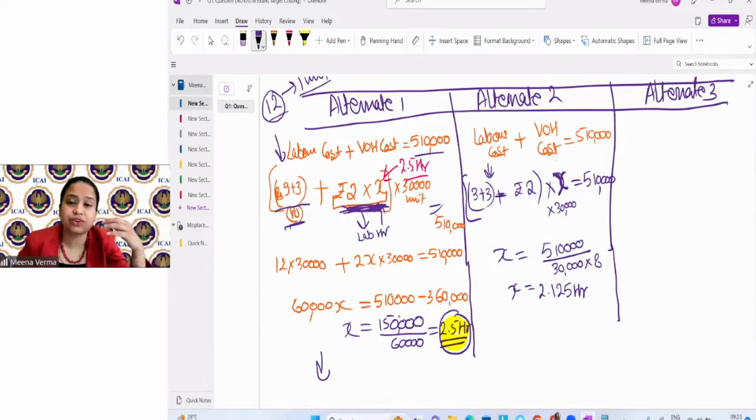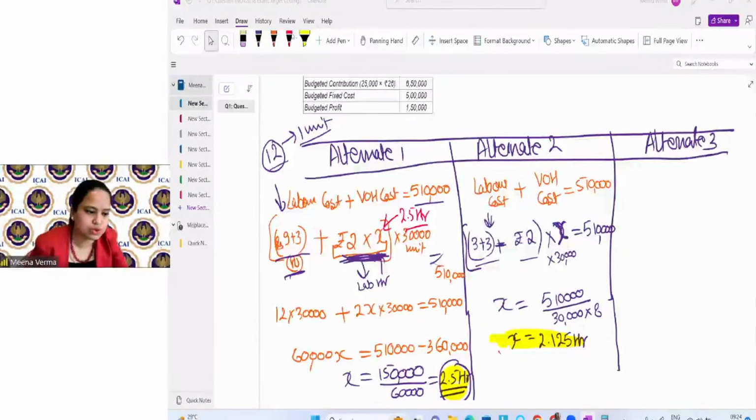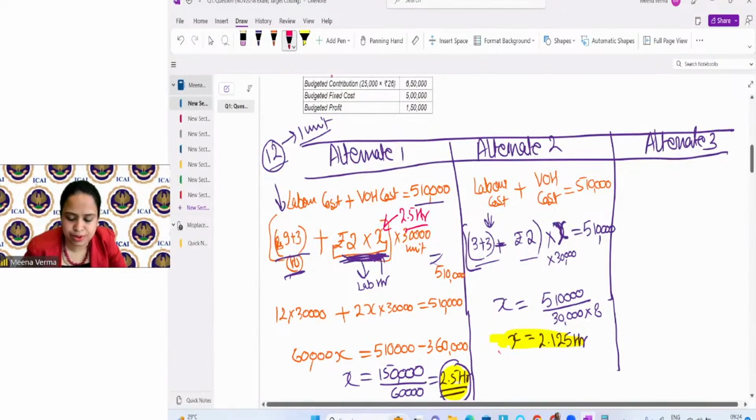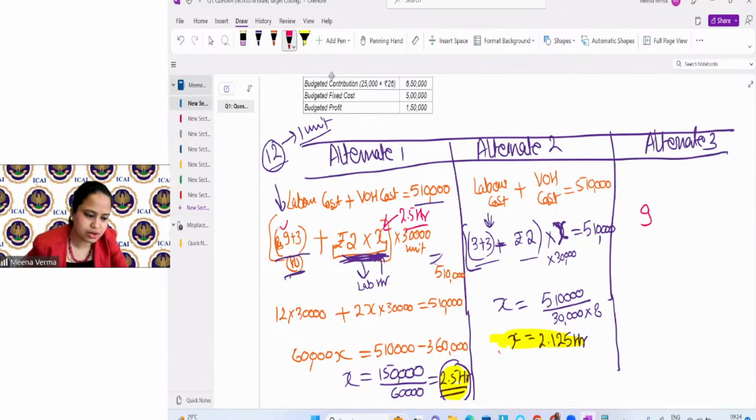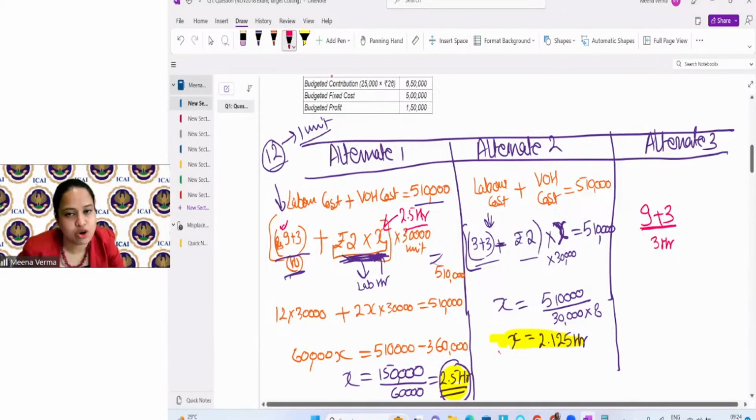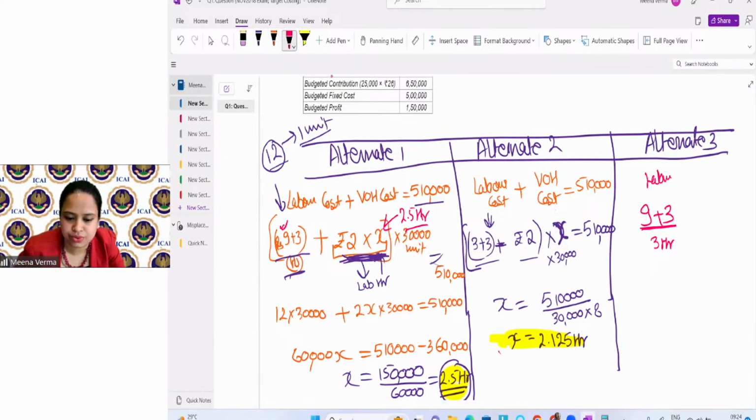If we are assuming that we are making the payment to the labor on the basis of labor hour, both variable overhead and labor payment, both are on the basis of hour, then what will happen? We are making payment of 9 rupees earlier, plus this payment has increased by 3, and this total amount of 12 rupees we are paying for 3 hours. So for 1 hour, how much are we paying to the labor?